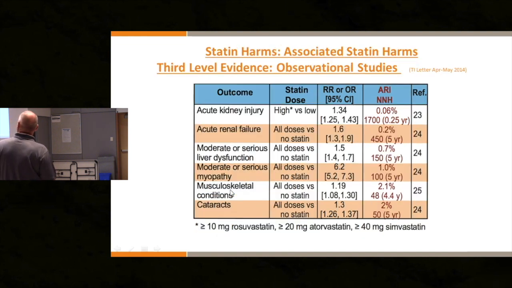And then there are observational studies. And I only put this up because you're going to hear this in the media.